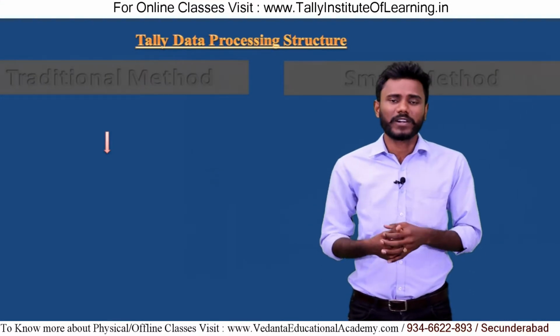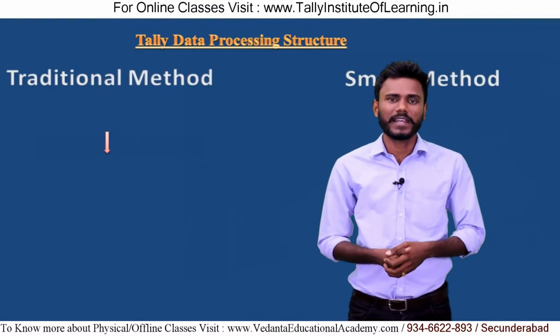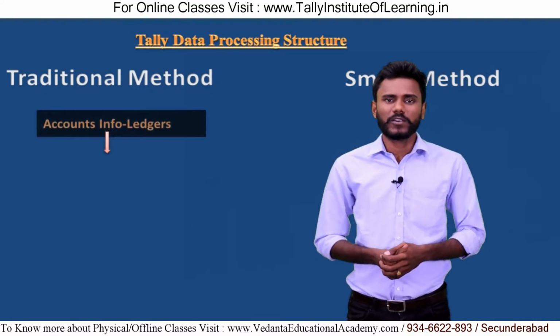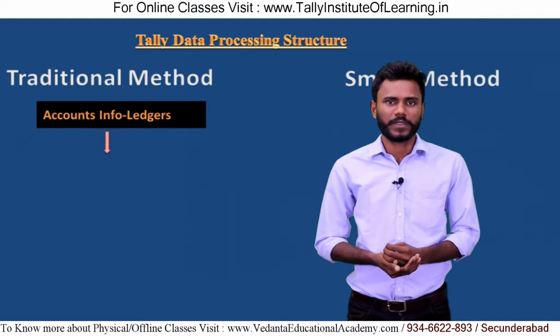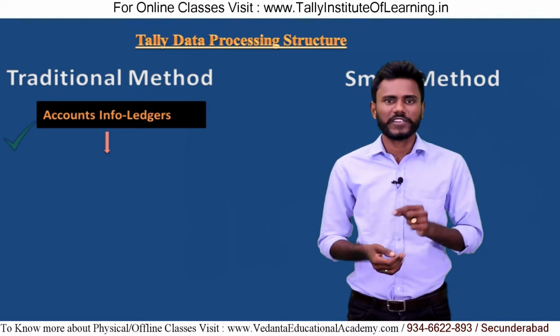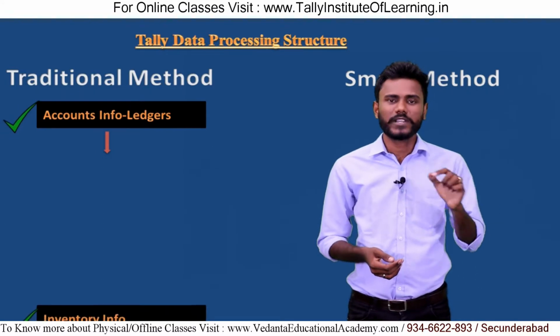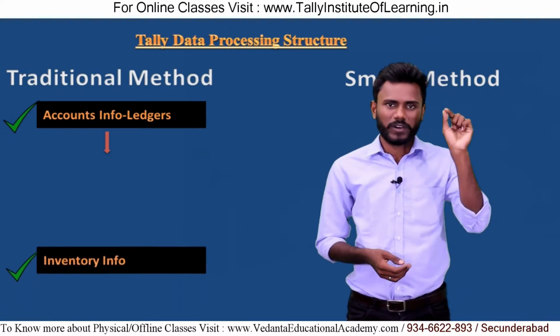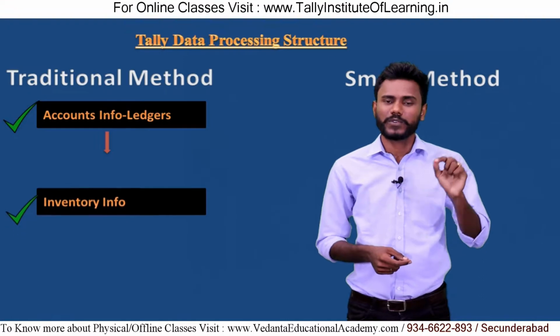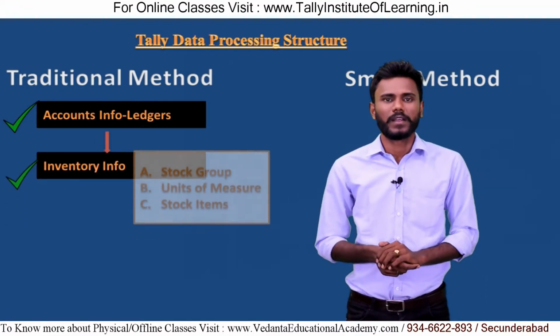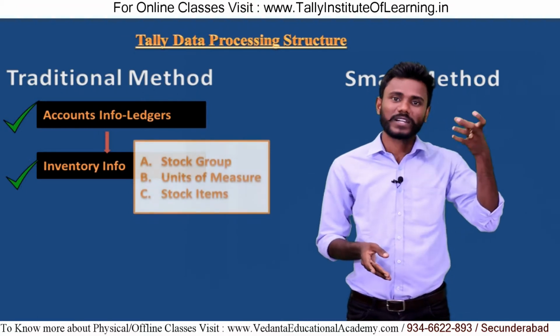What is traditional? What are the basic steps for Tally data processing? So very simple. In the Tally application, we have three major steps. Step 1, accounts information. Step 2, inventory information. Step 3, accounting vouchers. Now let us understand what is a ledger, what is an item.